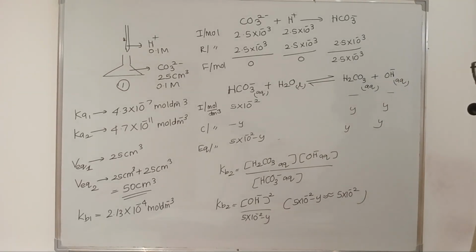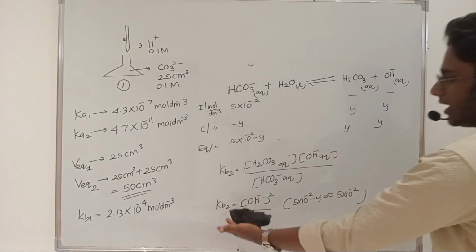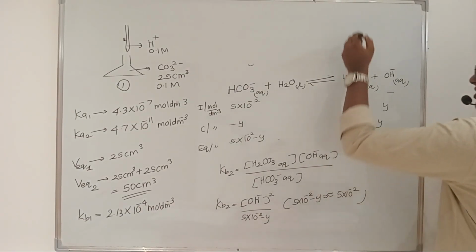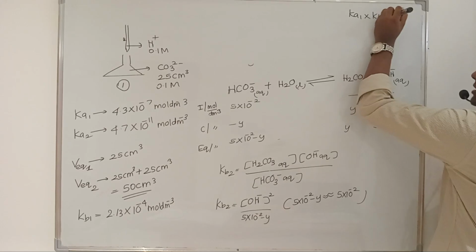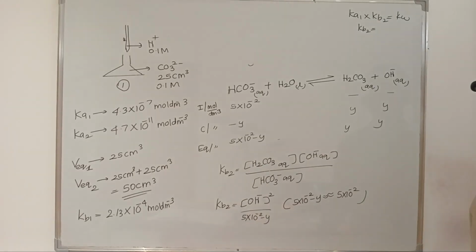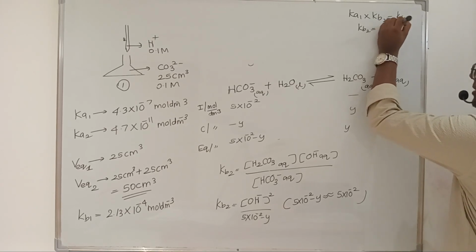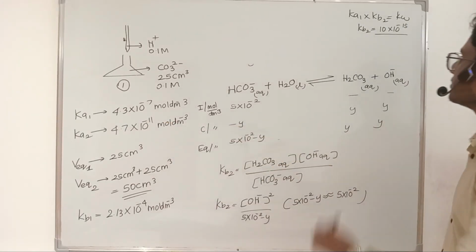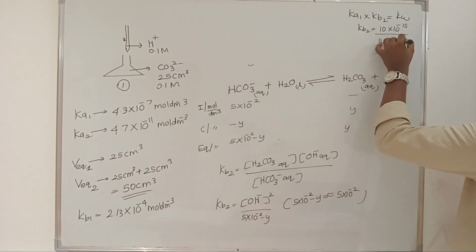So I'll erase the top part. Now, first of all, I have to find Kb2. How can I find Kb2? I know that Ka1 into Kb2 is equal to Kw. So I can find Kb2: Kb2 is equal to Kw over Ka1. Kw is 1 into 10 to the power minus 14. So for convenience, I'll write it as 10 into 10 to the power minus 15. And what is Ka1? 4.3 into 10 to the power minus 7.